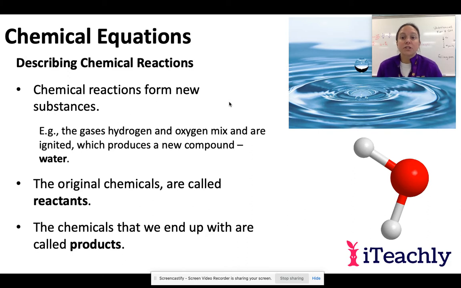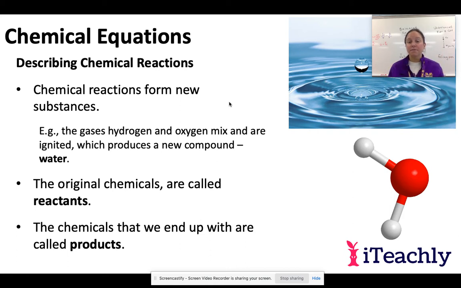Chemical reactions occur when a new substance forms. So, I'm going to take hydrogen and I'm going to take oxygen and I'm going to chemically have a reaction. We're going to change the physical properties of the substance and I'm going to get something new, a compound like water. Whatever I started with, we call the reactants. Those are our ingredients. And whatever I end up with, that's what we call our products.